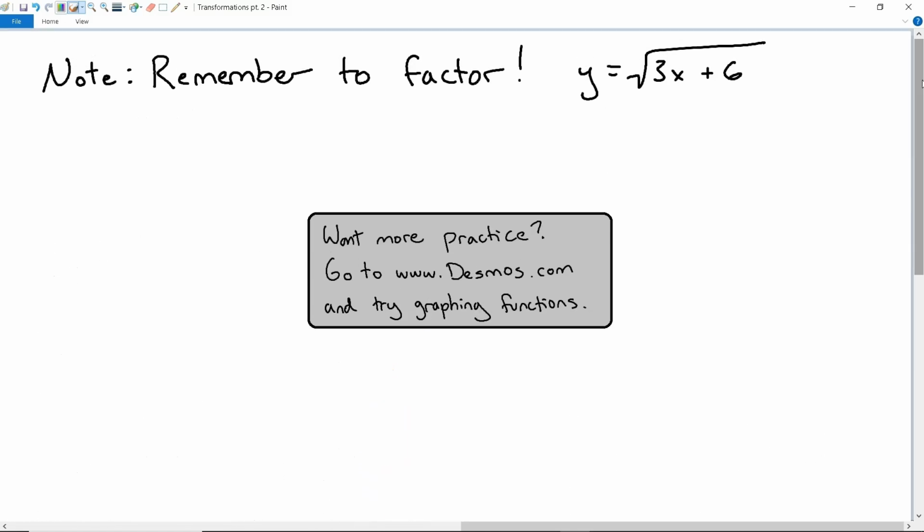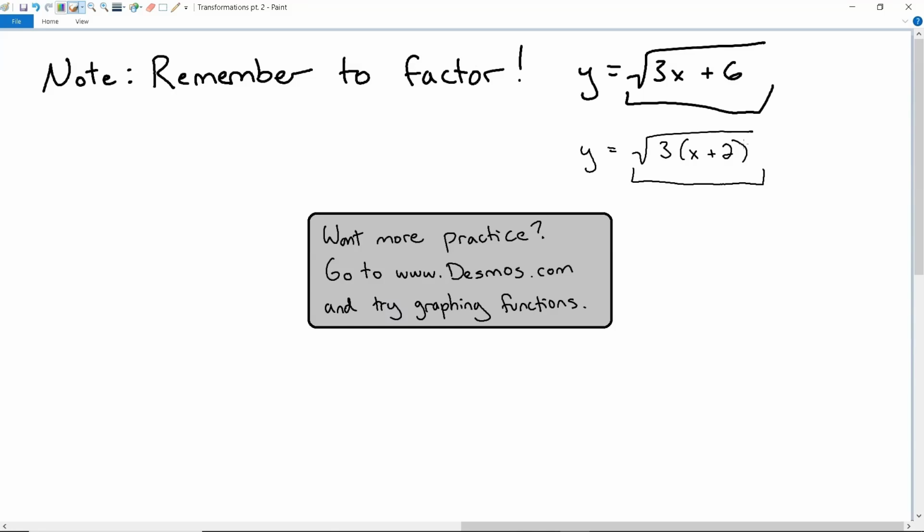And before we wrap up, I want to quickly remind you, it's always good to factor in a function if possible. And I went over this in my first video, but some students will get confused when they see a function like this, because they might be thinking, okay, I have a b value of 3 and a c value of 6, but if you think about it, we can actually factor out a 3, and we're left with this.